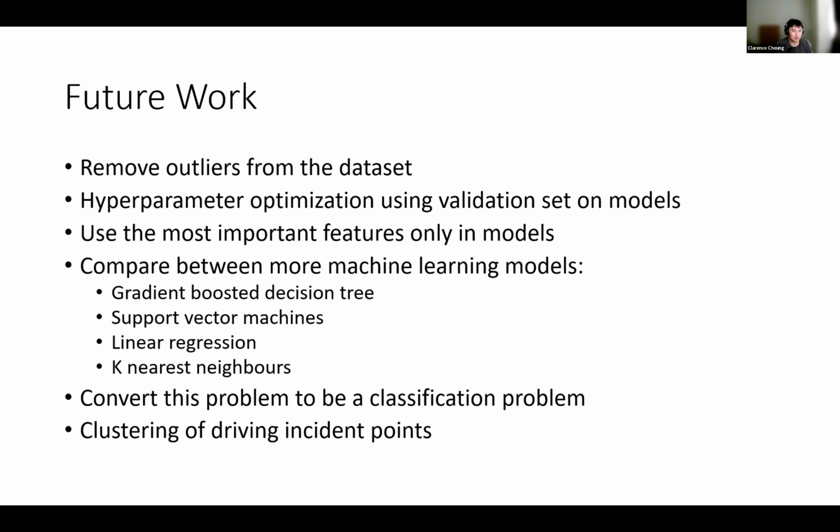Another thing we might do in the future is clustering of driving incident points, so just clustering incident points by geospatial location. Yeah. And that's the end of my presentation.